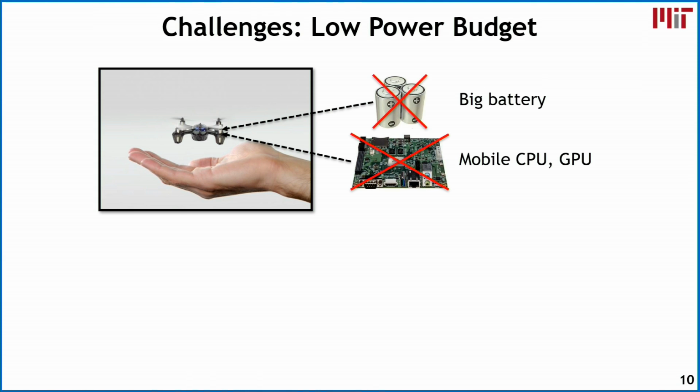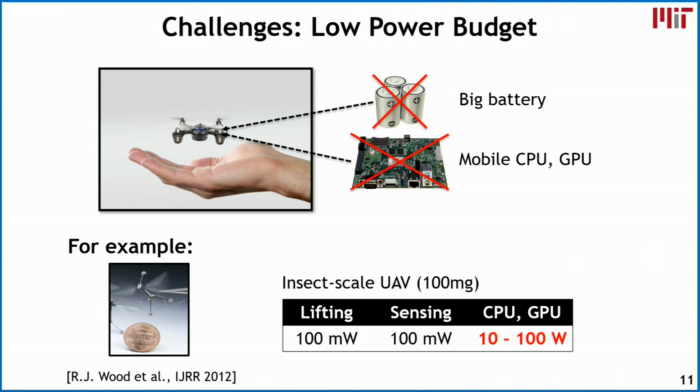So giving you one particular example, if we look at an insect-sized drone or UAV, it would cost around 100 milliwatts to lift this drone. If we're talking about sensing, for example, using cameras, we're talking about another 100 milliwatts. But if we use the conventional CPUs and GPUs and even embedded CPUs and GPUs, you're talking about 10 to 100 watts, which is much higher than the other two aspects or components in terms of the power consumption of the system. So it's really important for us to address the computational challenges of this particular robot itself.